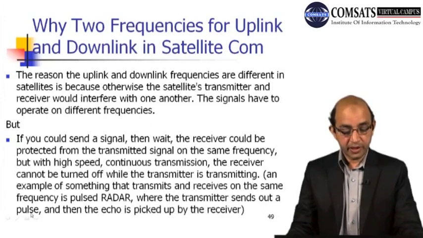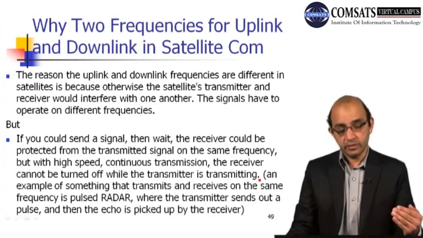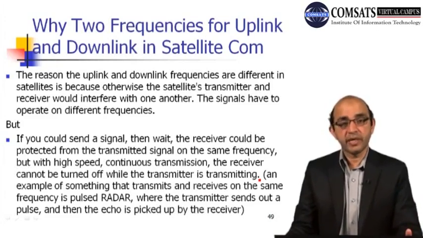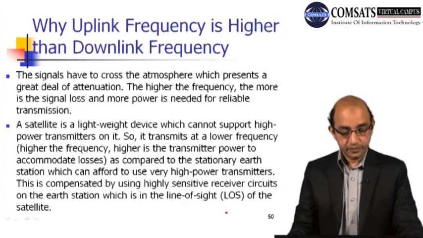If our system can send a signal and then wait, the receiver could be protected from the transmitted signal on the same frequency. But with high speed continuous transmission, the receiver cannot be turned off while the transmitter is transmitting. So we cannot turn off the transmitter part when we are receiving. This is not the case whenever we talk about high-speed communication, right? An example of something that transmits and receives on the same frequency is pulsed radar, where the transmitter sends out a pulse and then the echo is picked up by the receiver.